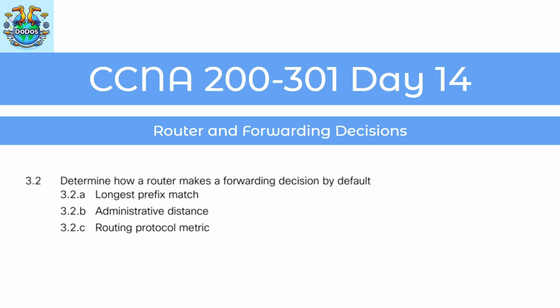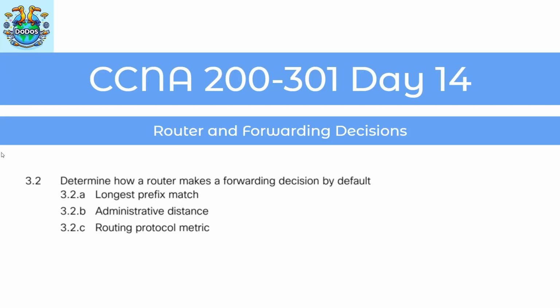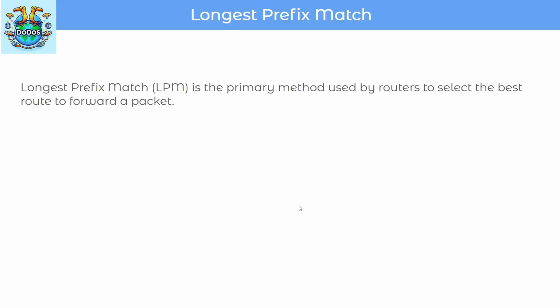Today is CCNA 200-301 day 14, and today we will be covering routing and forwarding decisions. Okay, so basically we're going to be covering 3.2, which is determine how a router makes a forwarding decision by default. And in the subsections is 3.2a, longest prefix match, 3.2b, administrative distance, and 3.2c, routing protocol metric. So we're going to cover all these in this video. Alright, let's do this. Okay, so longest prefix match.